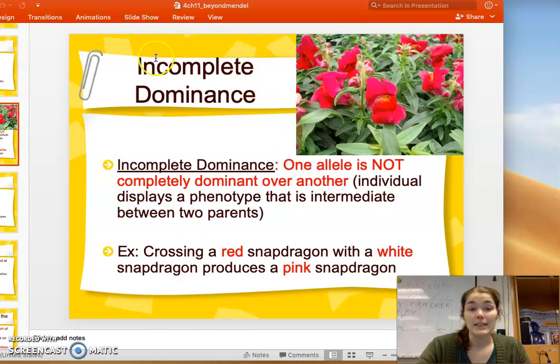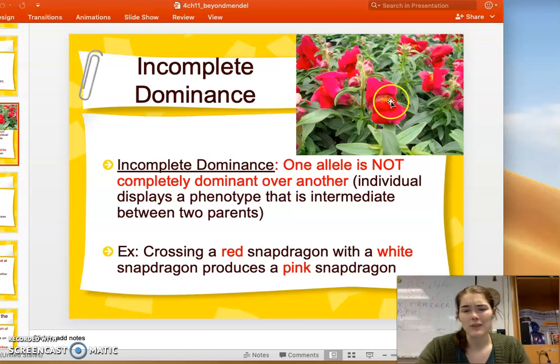Another form is incomplete dominance. Incomplete dominance is just what it sounds like. It's where one allele is not completely dominant over another allele. Meaning, if you have a red flower and a white flower, and they have one gene of each, instead of being red or white, whatever the dominant trait is, it's pink. So it's both red and white, but they express as pink. So incomplete dominance is dominance that's not completely one or the other.